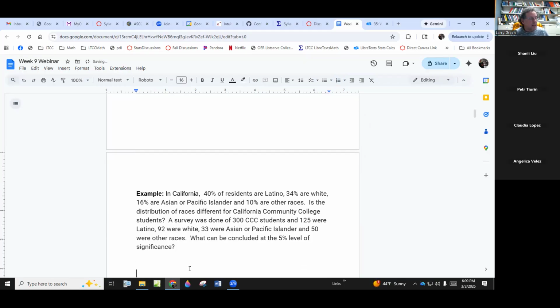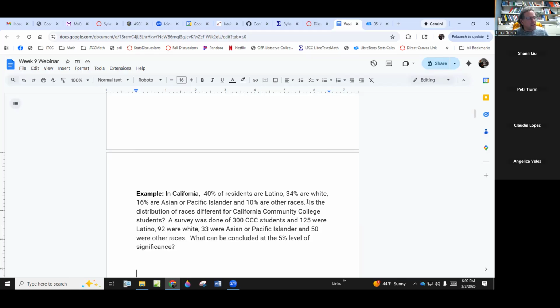Okay. And that is in California, 40% of residents are Latino. 34% are white. You may not know that, but California has more Latinos than whites. 16% are Asian or Pacific Islander, and 10% are other races. That might be African American, it might be Native American, or whatever race you might be that isn't Latino, white, or Asian Pacific Islander.